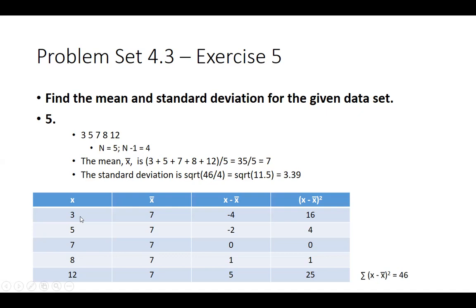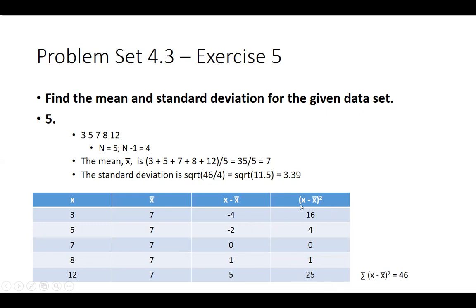And now we can easily go 3 minus 7 is -4. 5 minus 7 is -2. 7 minus 7 is 0. 8 minus 7 is 1. 12 minus 7 is 5. Finally, a column for squaring each of those.